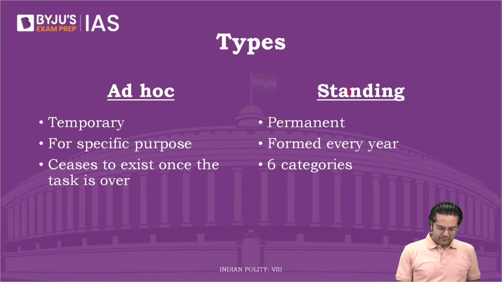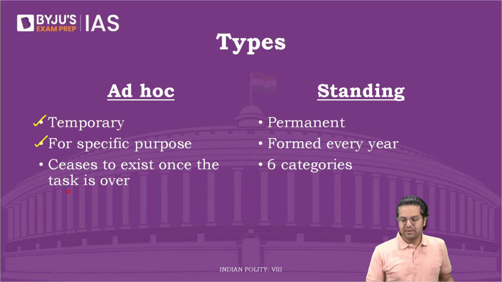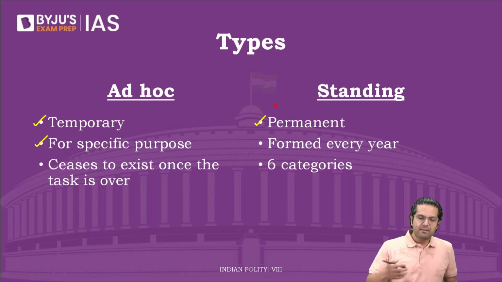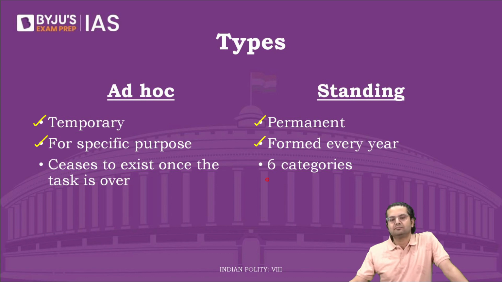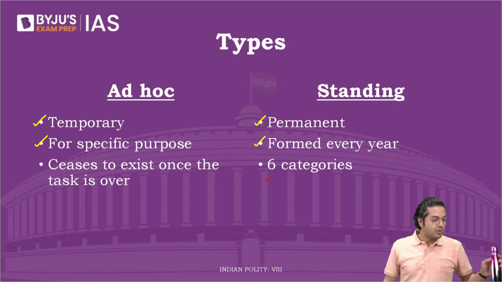We know this category: ad hoc and standing. What is ad hoc? Temporary, for a specific purpose. That's called ad hoc. What is standing? A permanent committee formed every year. Members may keep on changing. The committee will always be there. Clear? Now, ad hoc committees are basically committees formed for a specific task. Once the task is over, the committee is disbanded. Simple.